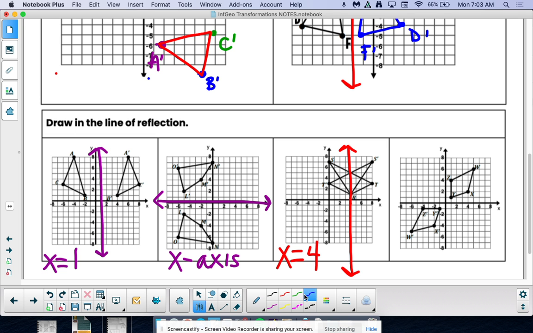Now this last one is pretty challenging. We actually have a diagonal line, and it's going perfectly diagonal through our origin like this. And that would actually be the line y equals negative x. That's kind of a doozy, but as long as you can draw in that line, like that blue line, we're good to go.